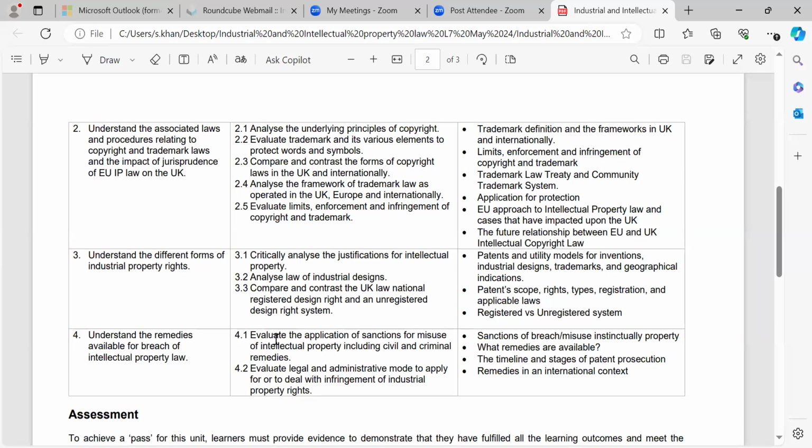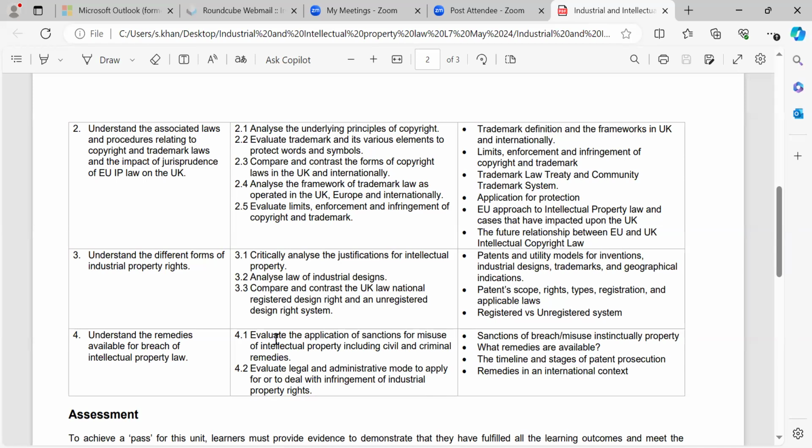The indicative content for learning outcome 2 is trademark definition and the frameworks in the UK and internationally. Limits, enforcement and infringement, copyright and trademark law, treaty and community trademark system, application for protection, EU approach to intellectual property law, and cases that have impacted upon the UK and the future relationship between EU and UK intellectual copyright law. Then we move on to learning outcome 3, which is to understand the different forms of industrial property rights.